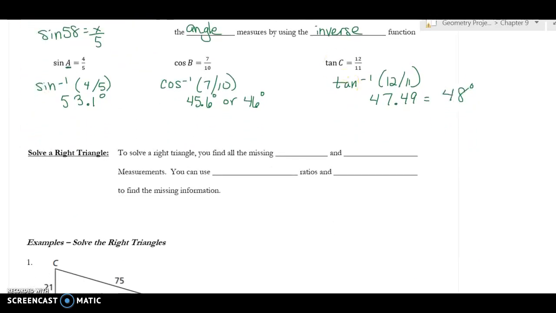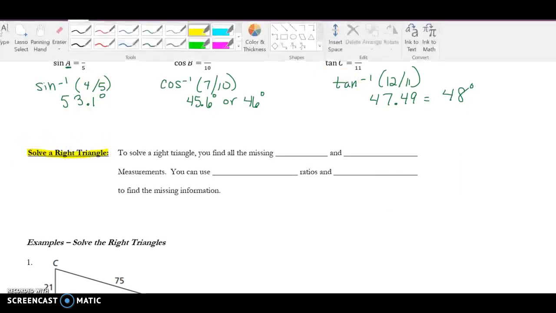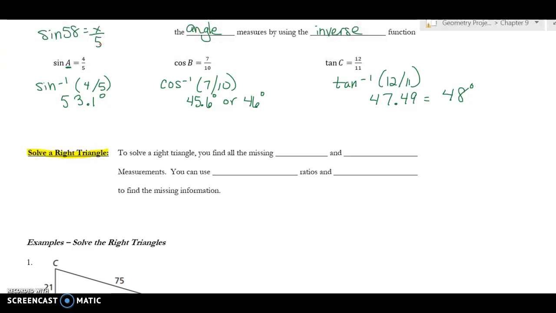The other thing that's going to happen is you're going to have to know how to solve a right triangle. If it says to solve a right triangle, you have to realize that it's asking you to find all the missing side and angle measurements. You can use your trig ratios, your SOHCAHTOA, and you can also use the Pythagorean theorem, which is nice because sometimes that's easier and quicker than SOHCAHTOA.